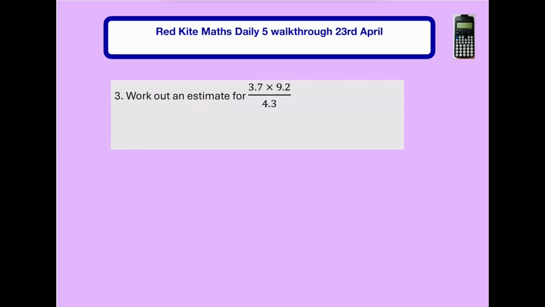648. Work out an estimate for 3.7 times 9.2, all divided by 4.3. So we're going to round. 3.7 is close to 4, so we'll do 4 times 9.2, which rounds down to 9. And then all over 4.3, that would round down to 4. So if we do 4 times 9, which is 36, divided by 4, 36 divided by 4 is 9.